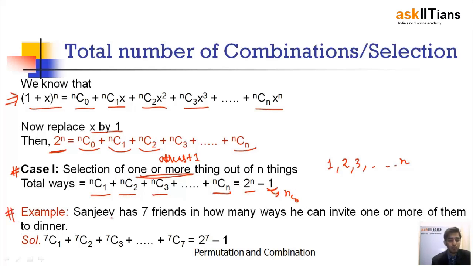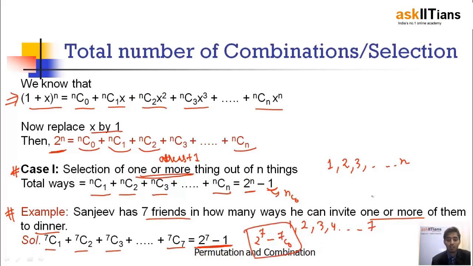Let us consider an example. Sanjeev has 7 friends. In how many ways can he invite one or more friends out of them for dinner? So either he can invite 1 friend or 2 or 3 or 4 or up to 7 friends. So 7C1 + 7C2 + 7C3 + ... + 7C7, which again will be given by 2^7 minus the case when he is not inviting anyone, that is 7C0. So this is given by 2^7 - 1.